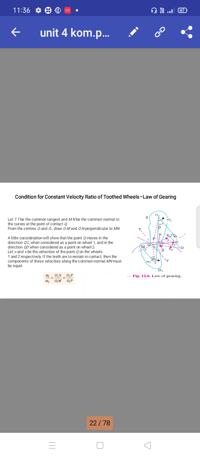Let V1 and V2 be the velocities of the point Q on the wheels 1 and 2 respectively. If the teeth are to remain in contact, then the components of these velocities along the common normal Mn must be equal. So angular velocity omega 1 by omega 2 is equal to O2N by O1M is equal to O2P divided by O1P. So this is the law of gearing.